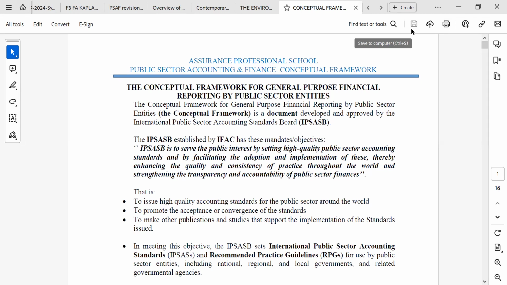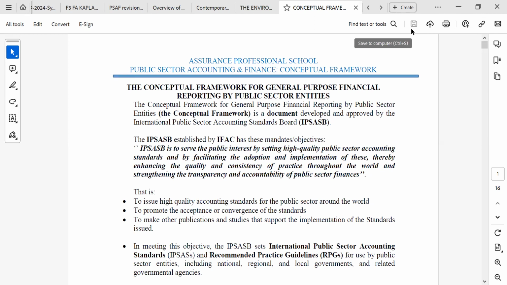These IPSAS are issued to enable the financial accountant or the preparers of financial statements in the public sector to be able to deal with certain items or certain transactions. It is possible that not all the transactions that happen day to day in the public sector are going to be regulated by these standards.